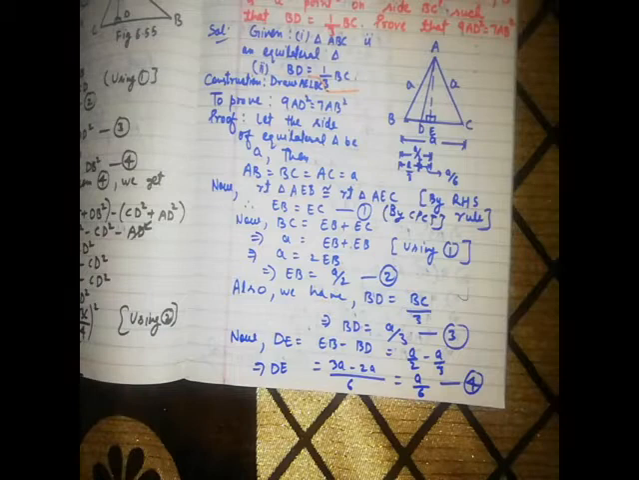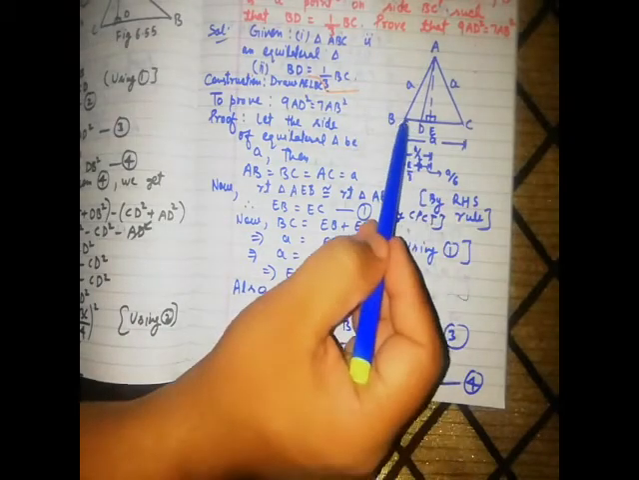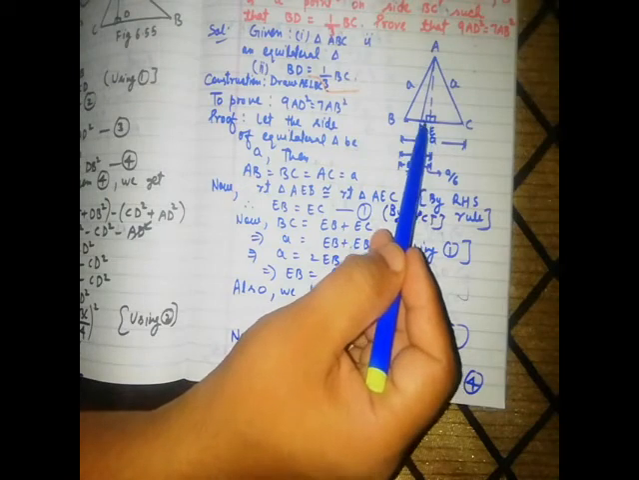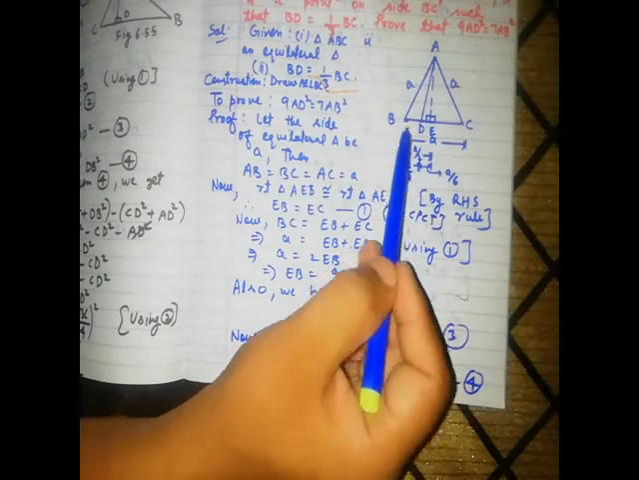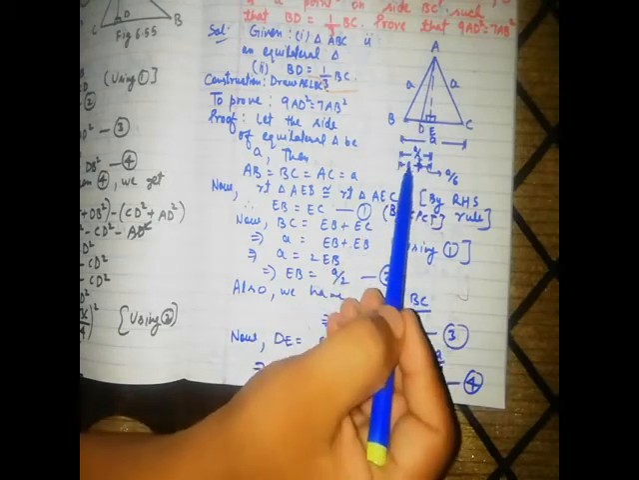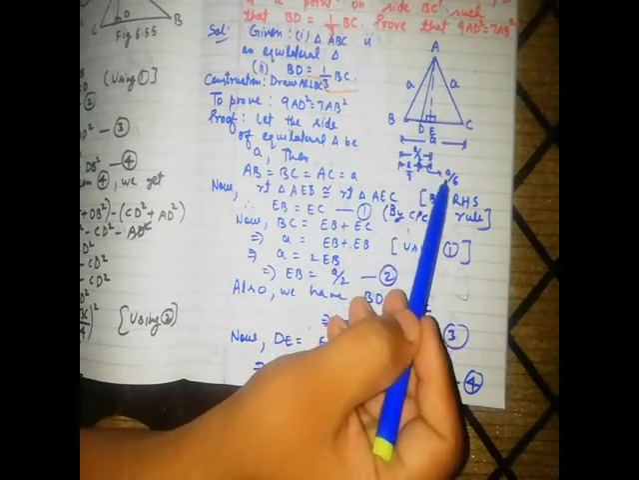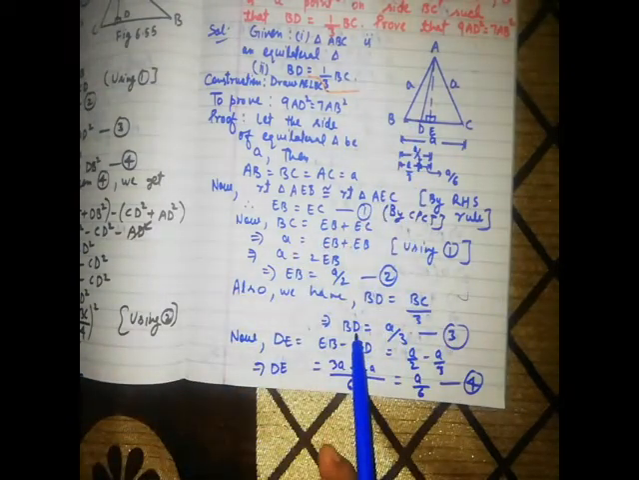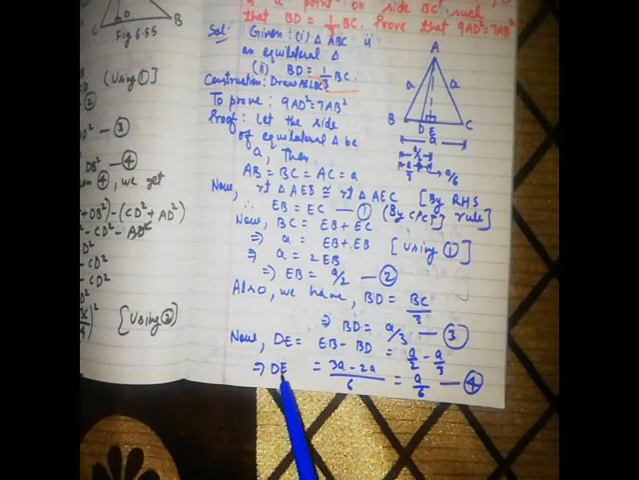In this question, first of all we have to find BE, then we have to find BD, and then we have to find this DE. BE is equal to A by 2, BD is equal to A by 3, and DE is equal to A by 6. After finding these four distances, that is EB, BD, DE and BC, we have to proceed further.